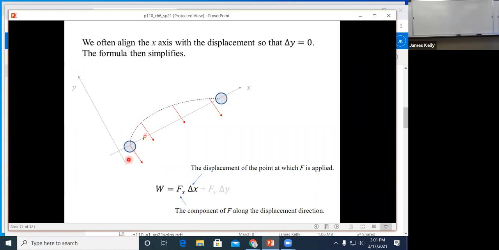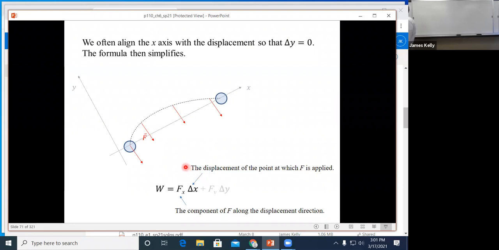Maybe it's moving the whole time. Maybe it was moving before the initial and after the final, but we're just going to define an initial and final. And we're going to align one of our axes between the initial and final states so that its displacement is only along, say, the x direction. And then in that simplified case, the work done by a constant force that's applied through the displacement, and it could be undergoing some complicated path. Here I'm showing it going along some arc. If we're going to use this formula, the force has to be constant.